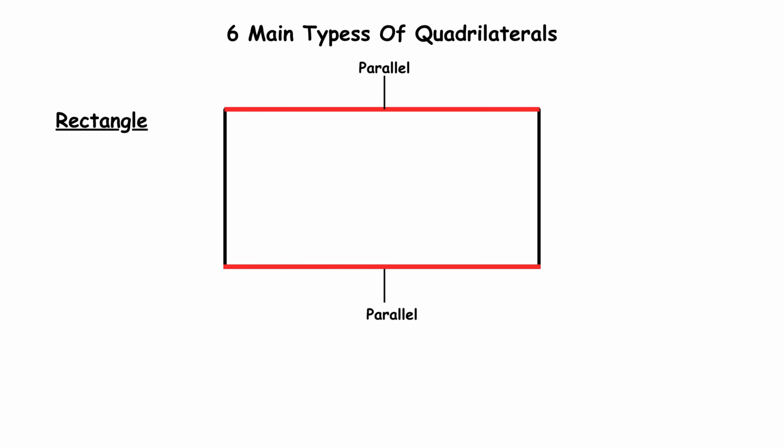Next, we have the rectangle. You can think of rectangles as stretched-out versions of squares. Although they have right angles at each corner just like a square, the lengths of their sides differ. Specifically, one pair of opposite sides is longer than the other pair.